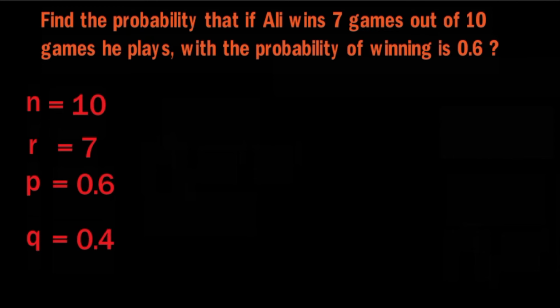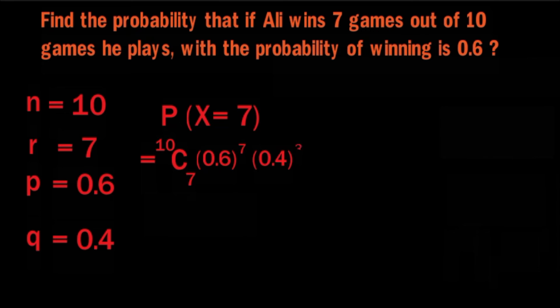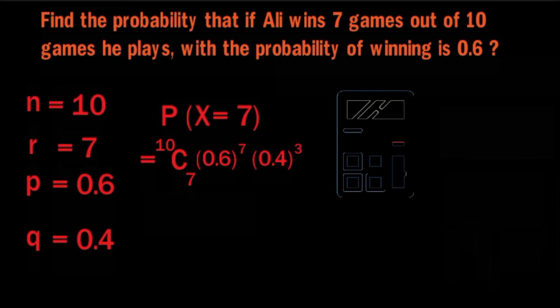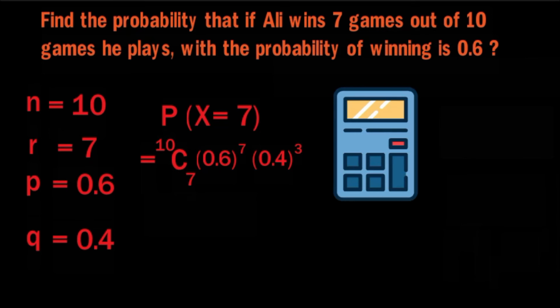So we want to find the probability of r equal to 7. So 10C7, 0.6 to the power of 7, 0.4 to the power of 3: 3 times failure and 7 times success. If you press your calculator, you will get the outcome as 0.21499.